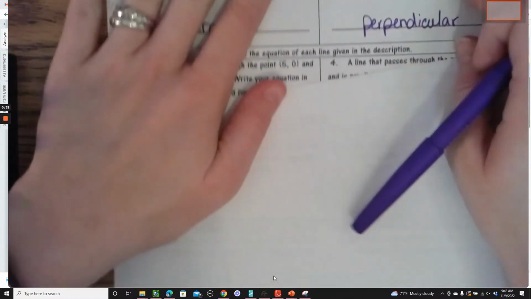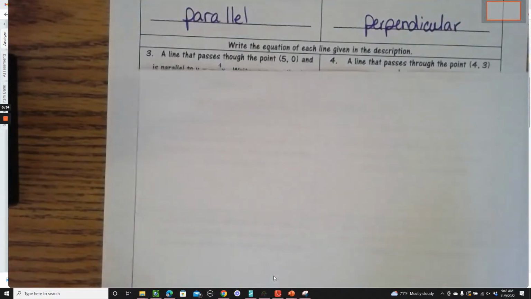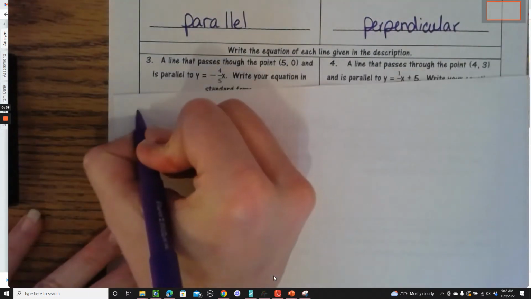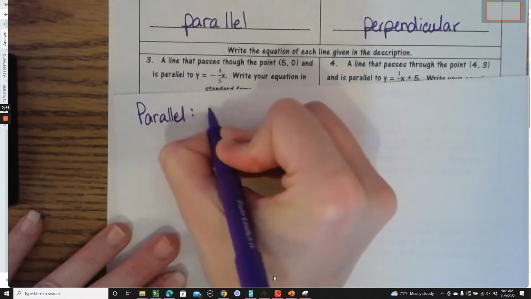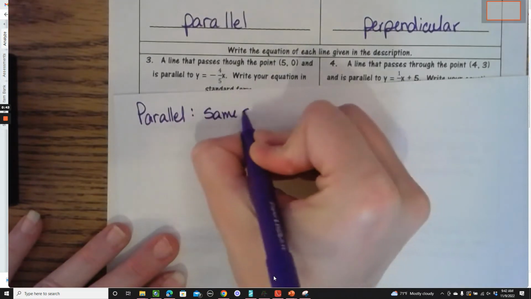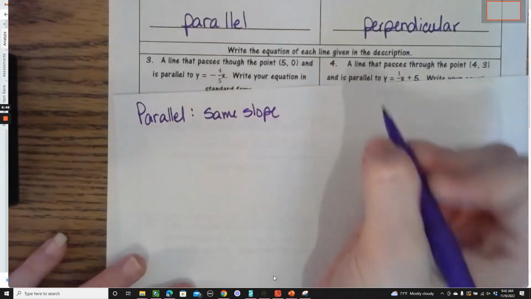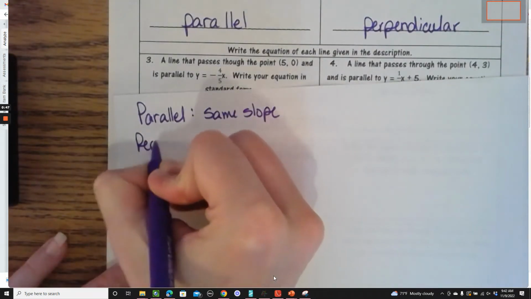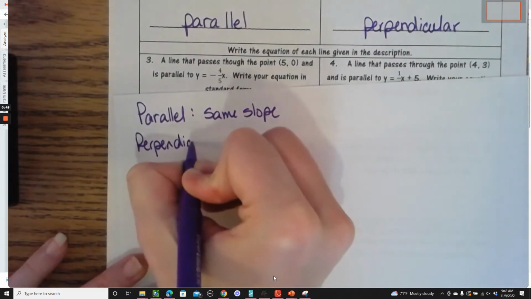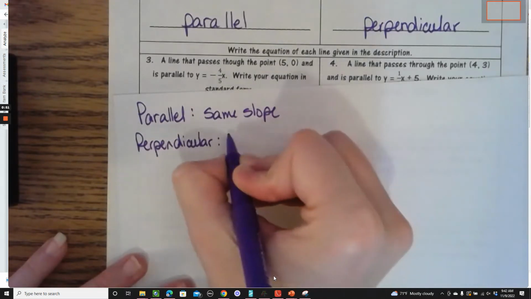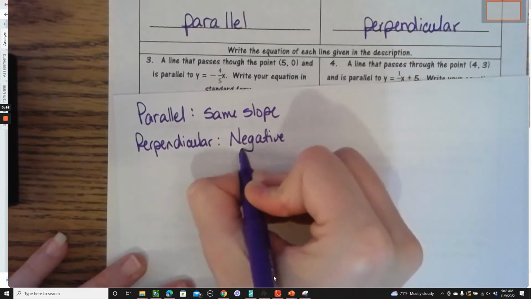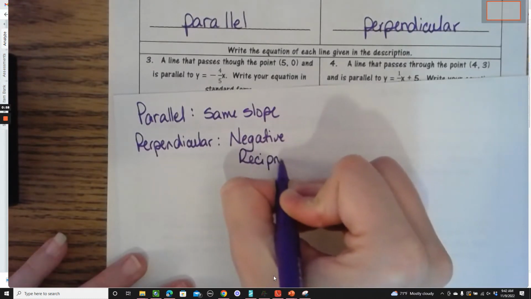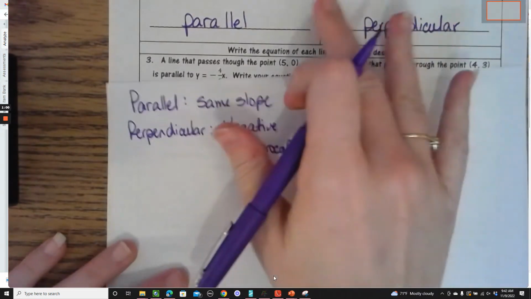So here we go. Lines that are parallel, if they're parallel, they have the same slope. Okay? If they're perpendicular, their slopes are negative reciprocals. Flip it and change the sign.